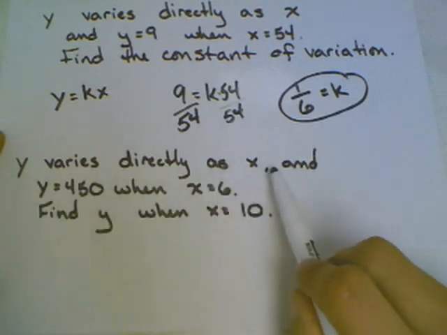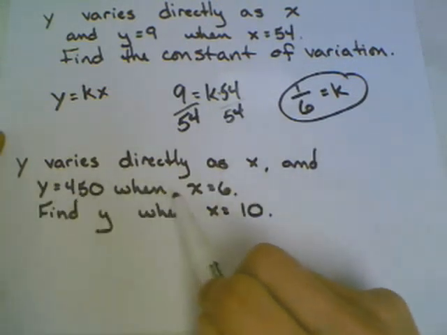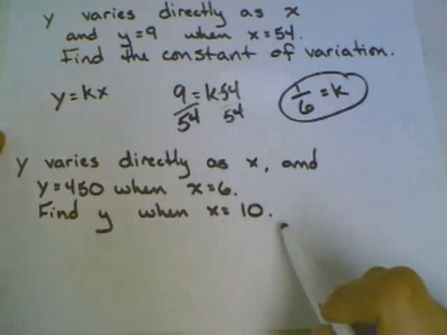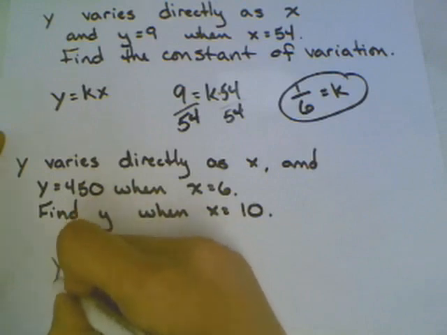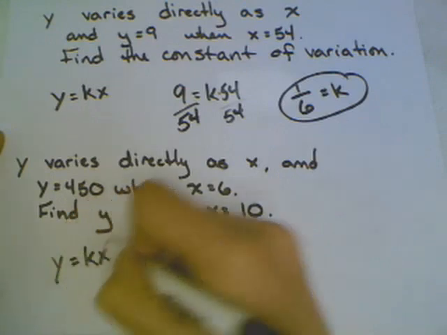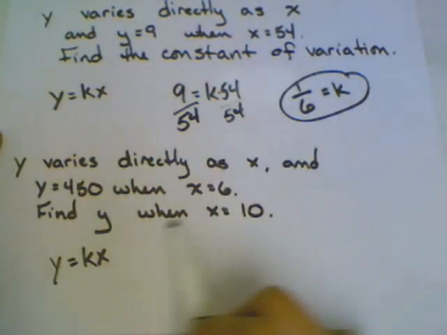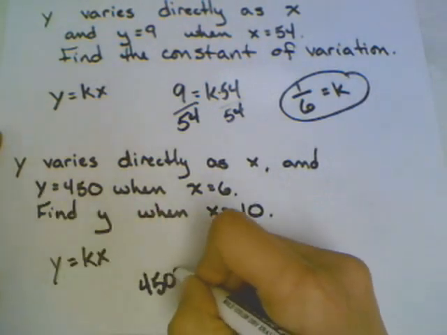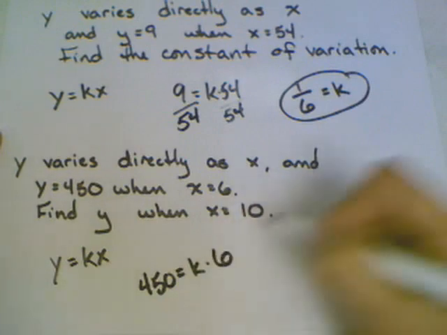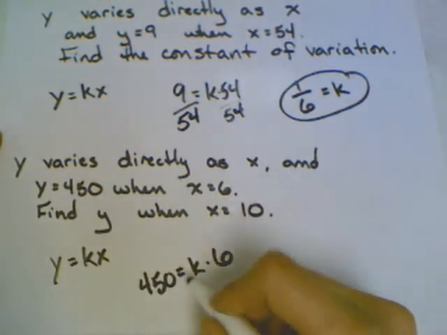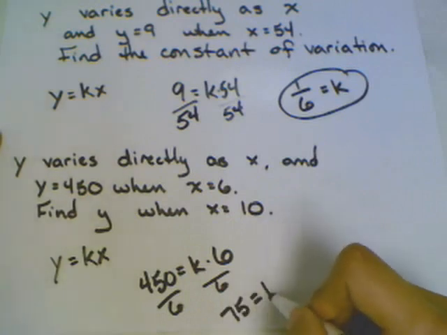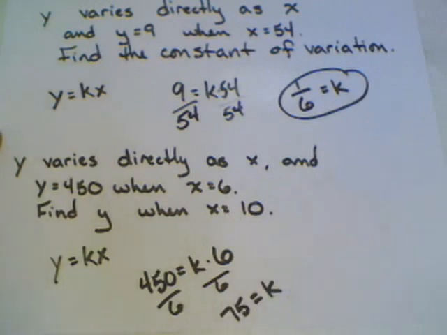So for this example, y varies directly as x, and y is 450 when x is 6. I want to figure out what is y when x is 10. So I'm going to start by finding the constant of variation. I'm going to say, okay, y is 450 when x is 6. So I plug in x and y. Divide both sides by 6, and I'm going to get that k must be 75.